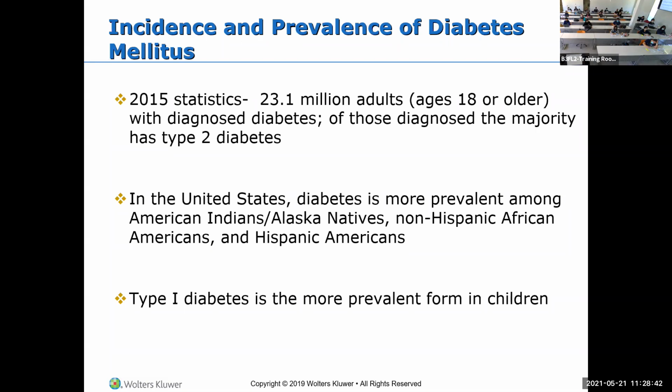Okay. We do have type 1 diabetes, type 2 diabetes. Type 1 diabetes, it says over here, is the most prevalent form in children.